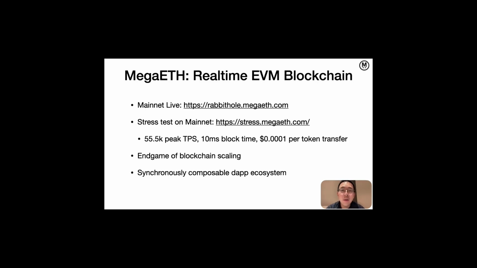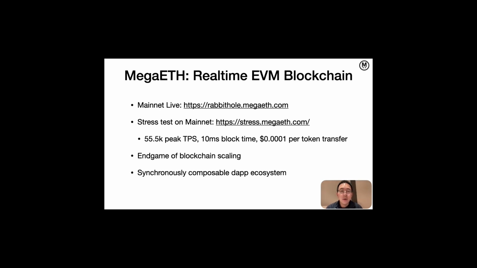MegaETH is a real-time EVM blockchain, and by that I mean the blockchain provides tens of thousands of transactions per second at 10 millisecond block interval. So the benefit is that with these capabilities, application developers can build Web 2 level interactive real-time experiences that you are used to when you browse the web or use your apps, while retaining the crypto benefits of self-custody, of security, and openness.